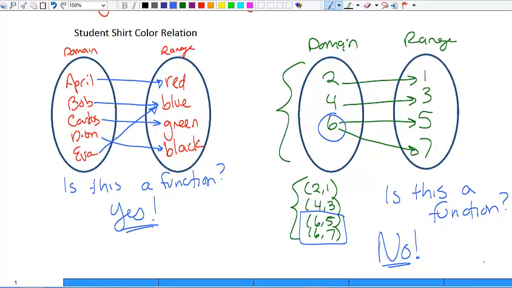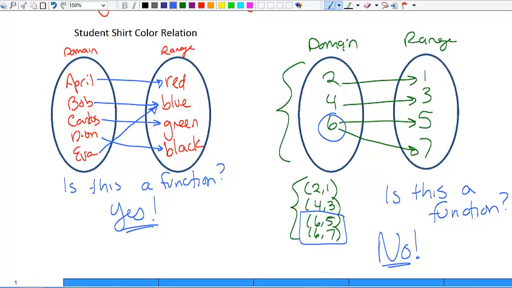Now, one silly little story that I tell about this to determine if things are a function or not is I use the domain as the set of all guys, and the range is the set of all girls, or vice versa. It can really be either way. So each element of the domain can only date one person in the range.